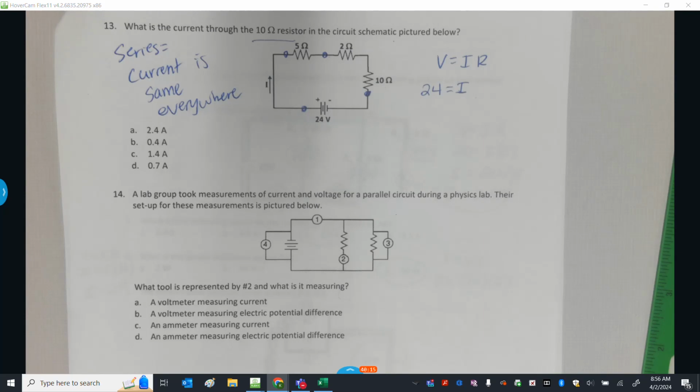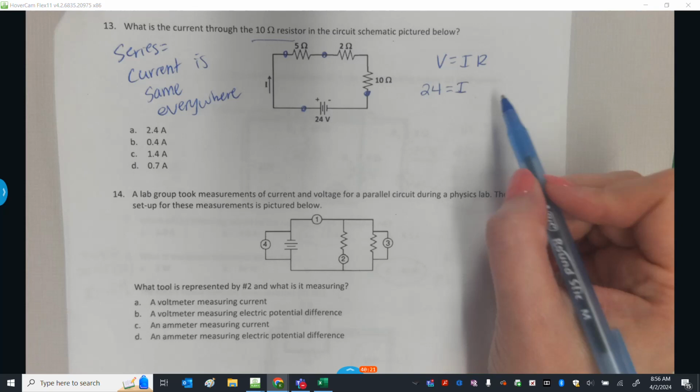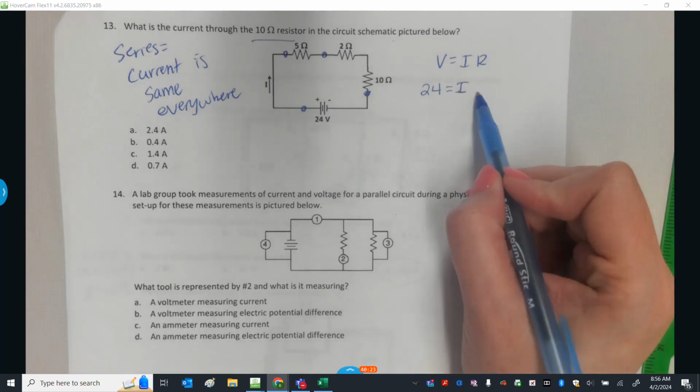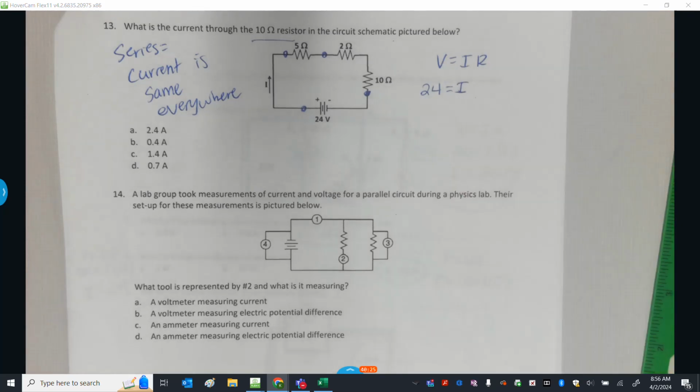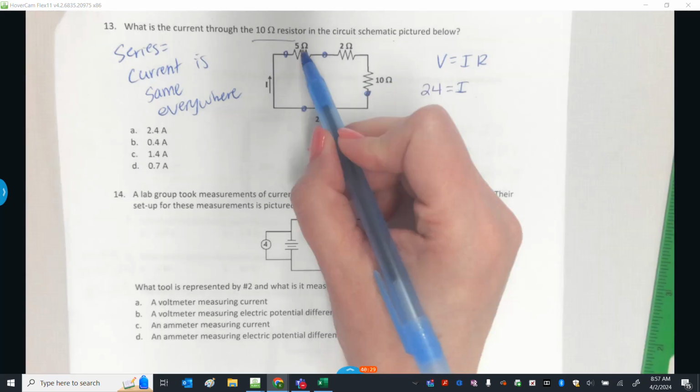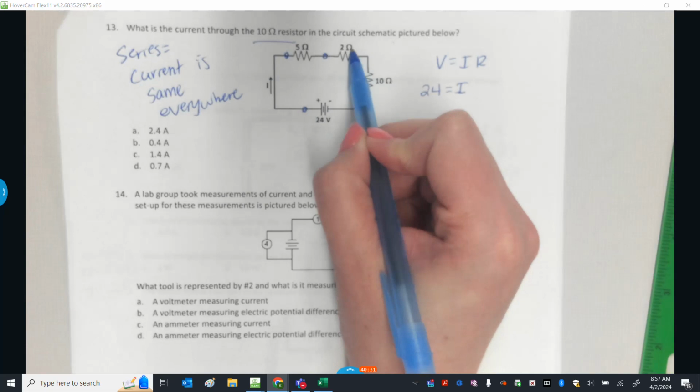Those of you who missed it probably put A for number 13. Okay, and I just looked, you did. My total resistance has to go here. This is always how you do a series circuit, by the way. If you need to make a note, make a note. My total resistance: 5 plus 2 is 7, plus 10 is 17.